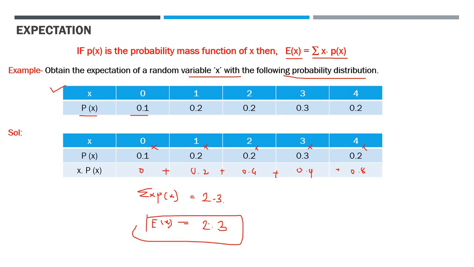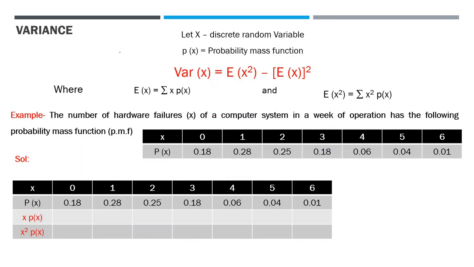So to calculate the expectation for given values of x, we have to find the summation of x p(x). Okay, so this is the formula for calculation of the expectation. To calculate the variance for a variable, we have to calculate the expectation E(x), which we have already calculated, that is the summation of x p(x). And then we have to find E(x square), which is equal to the summation of x square p(x).